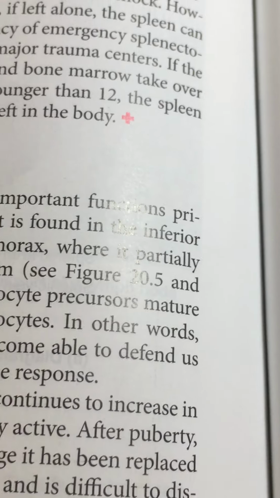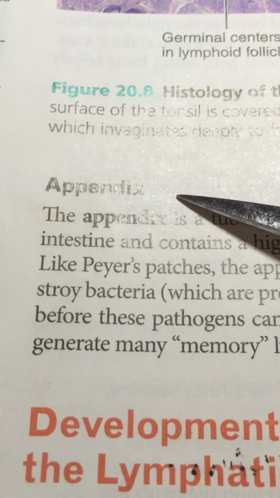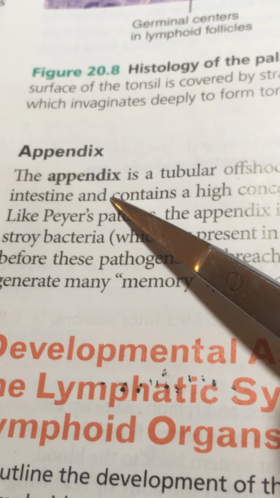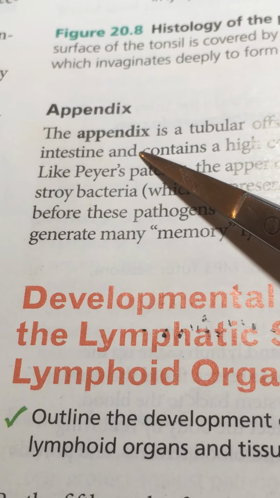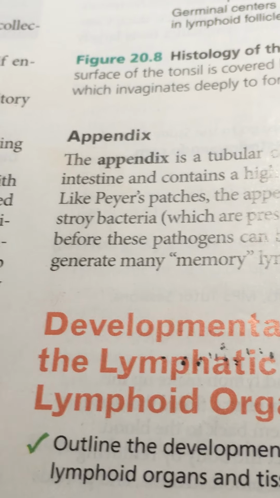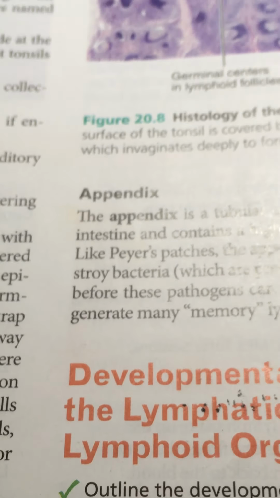And I missed a little detail here that doesn't have a picture to go with it, but we do have something called the appendix, which you could think of as an extension of the Peyer's patches beyond the small intestine to the large intestine, right there. Okay, and so that concludes then our chapter on lymphoid tissues.